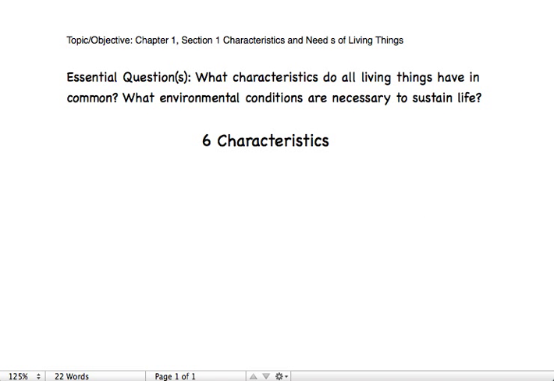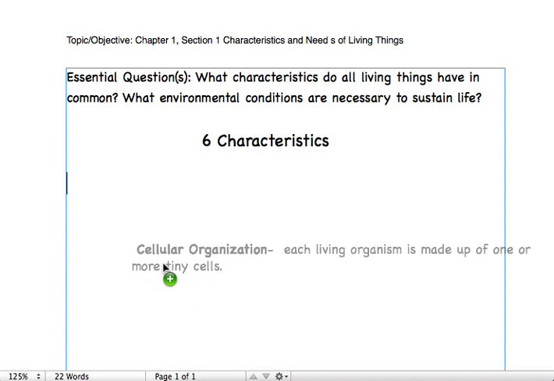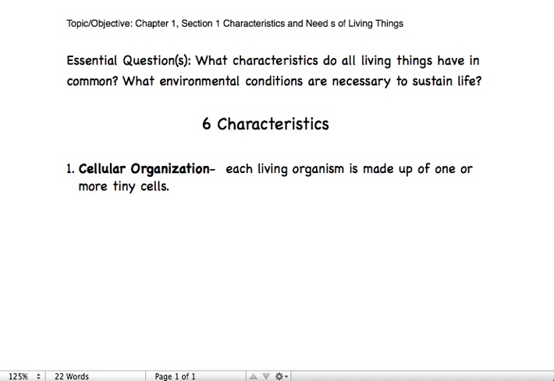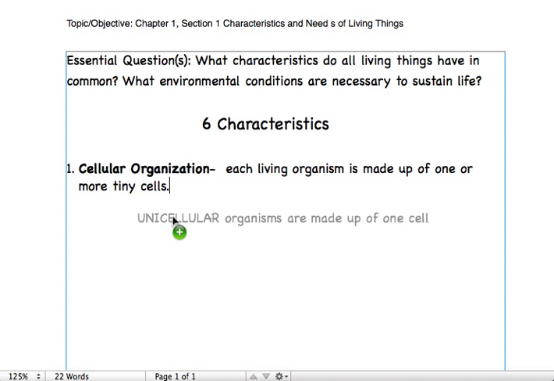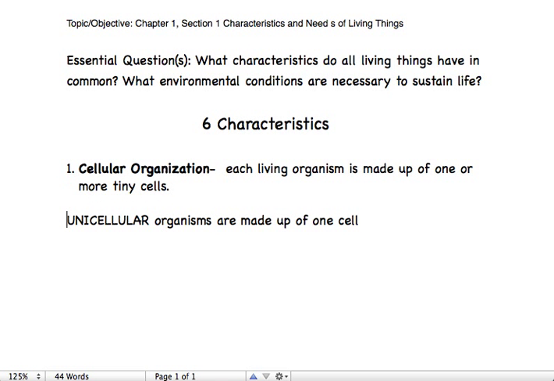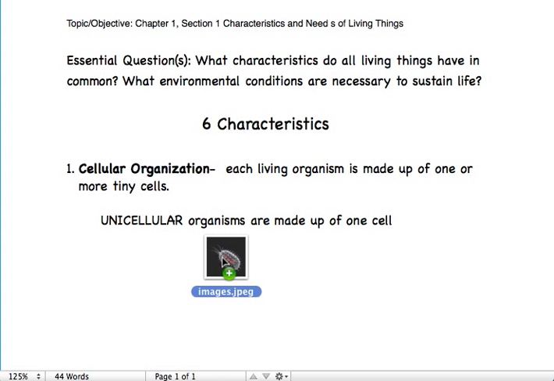So we're going to start with the first characteristic of living things. And the first is cellular organization. And all that really means is that each living thing is made up of one or more tiny cells. If it does not have a cell, it's not going to be considered alive. And if it is made up of only one cell, we're going to call that a unicellular organism. Unicellular organisms are made up of only one cell. Okay, and an example of a unicellular organism would be a bacterial cell.